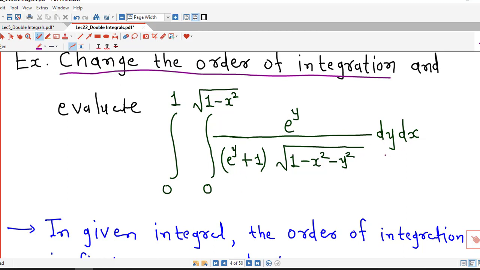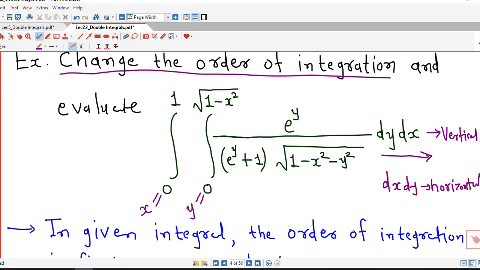So here the order of integration is first with respect to y and then with respect to x. So these are the limits of y and these are the limits of x. For the given order, we use a vertical line. So to change the order of integration, we will use a horizontal line passing through the region of integration.